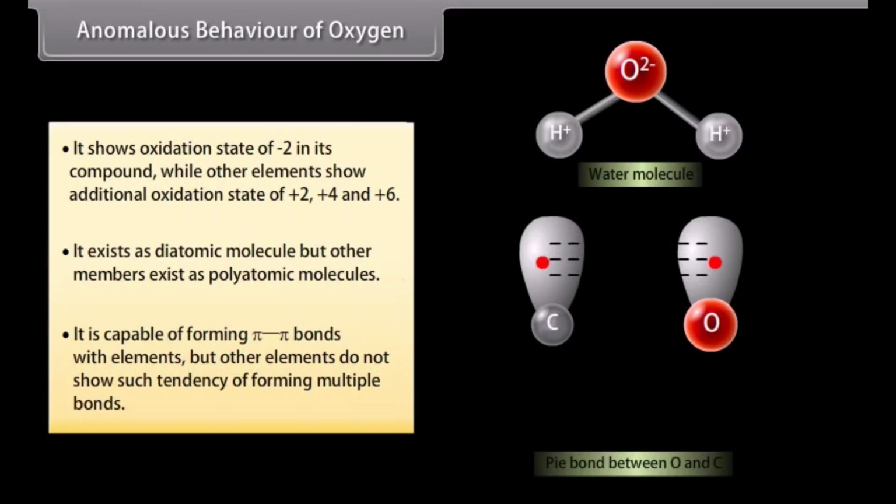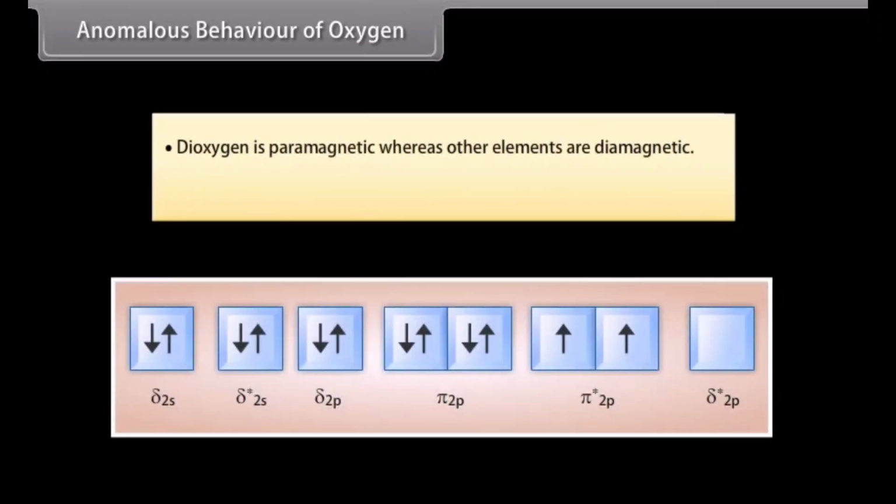It is capable of forming pπ-pπ bonds with elements, but other elements do not show such a tendency of forming multiple bonds. Dioxygen is paramagnetic, whereas other elements are diamagnetic. It is a gas at ordinary temperature, whereas the other members are solid.